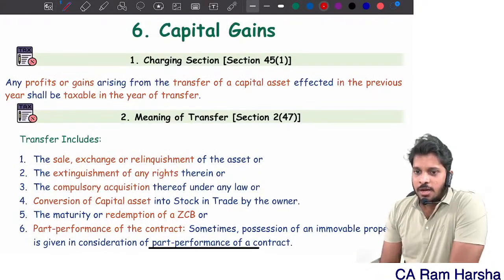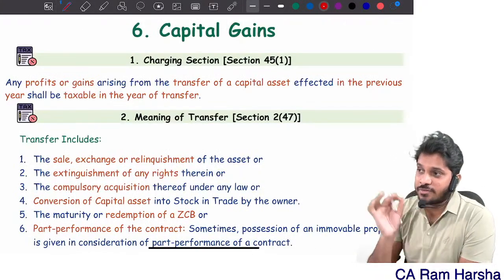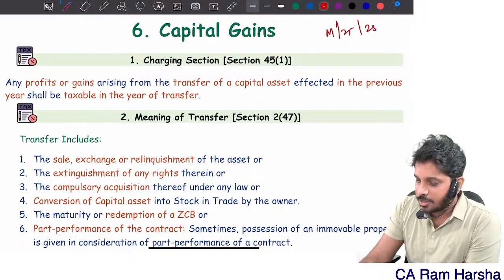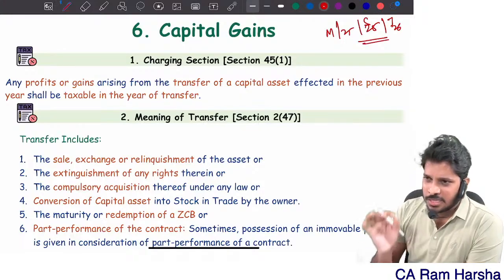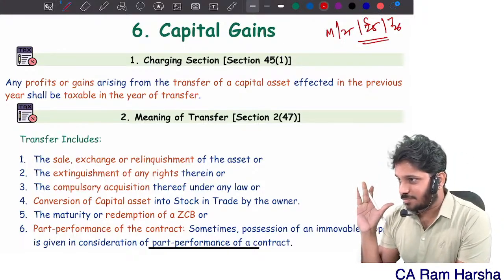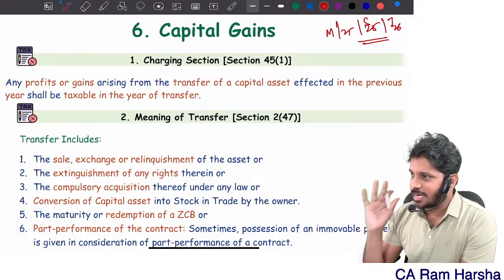Yes. Let's discuss the revision of capital gains, which is again applicable for May 25, September 25 and January 26. This is the chapter where major amendments happened. Predominant amendments happened in capital gains.